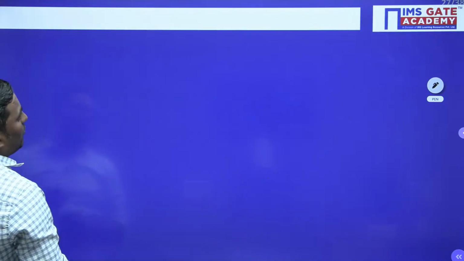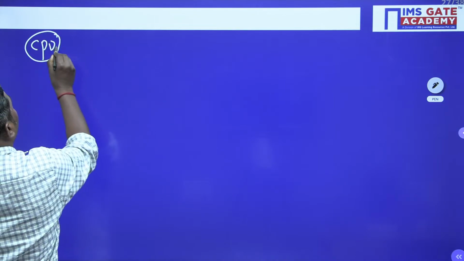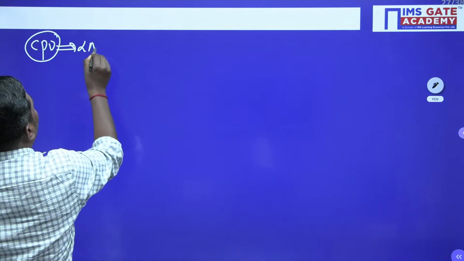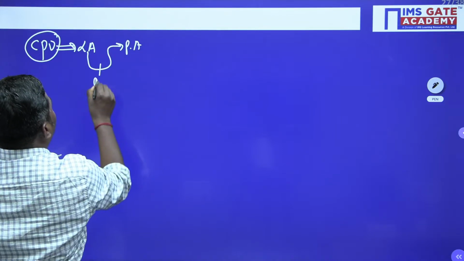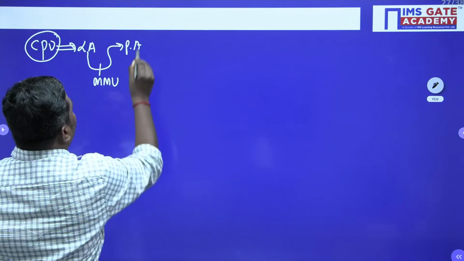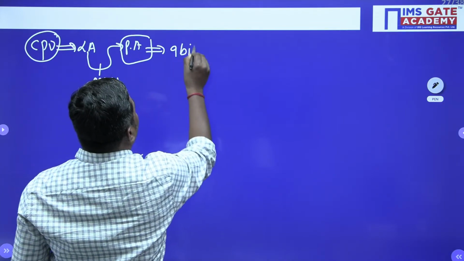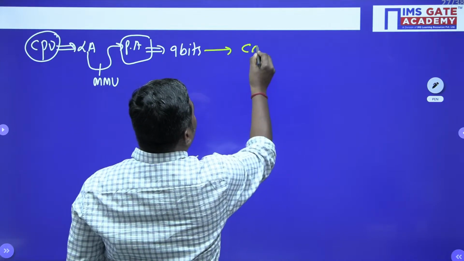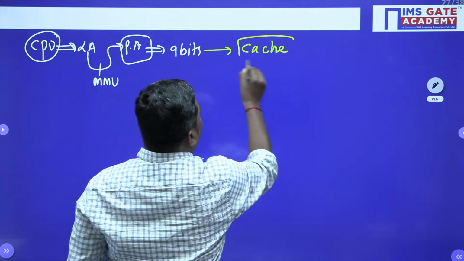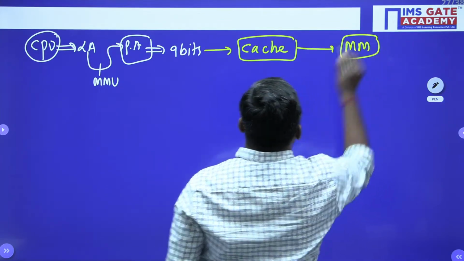Now we'll see. Now I'm writing, whenever any reference comes from CPU, please understand the reference, logical address. So this we are converting into physical address, right? With help of what? Memory management unit, right? The physical address. In our example, physical address is what? 9 bits, right? 9 bits, please understand. So this 9 bits I am going to take into cache memory, right? This is a cache memory, okay? Now here is a main memory. If miss occur, I will go to main memory. Otherwise, I will search in from cache only.